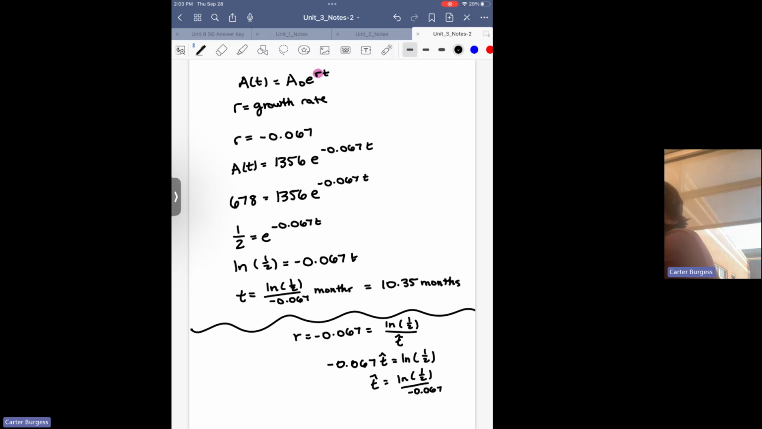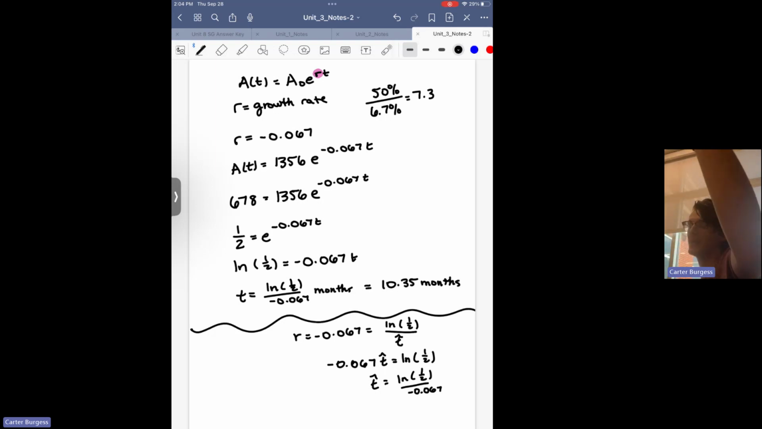So thinking back to this decay problem, if I'm looking at the half-life, how much of my stuff has decayed away? Half of it, or as a percentage, 50%. So can I take my 50% and say, well, I could just figure out the number of 6.7% decays that I need in order to get 50%? 50 divided by 6.7%, this is about 7.3 times that I'm going to need to decay by this amount in order to get to 50%. Does this work?